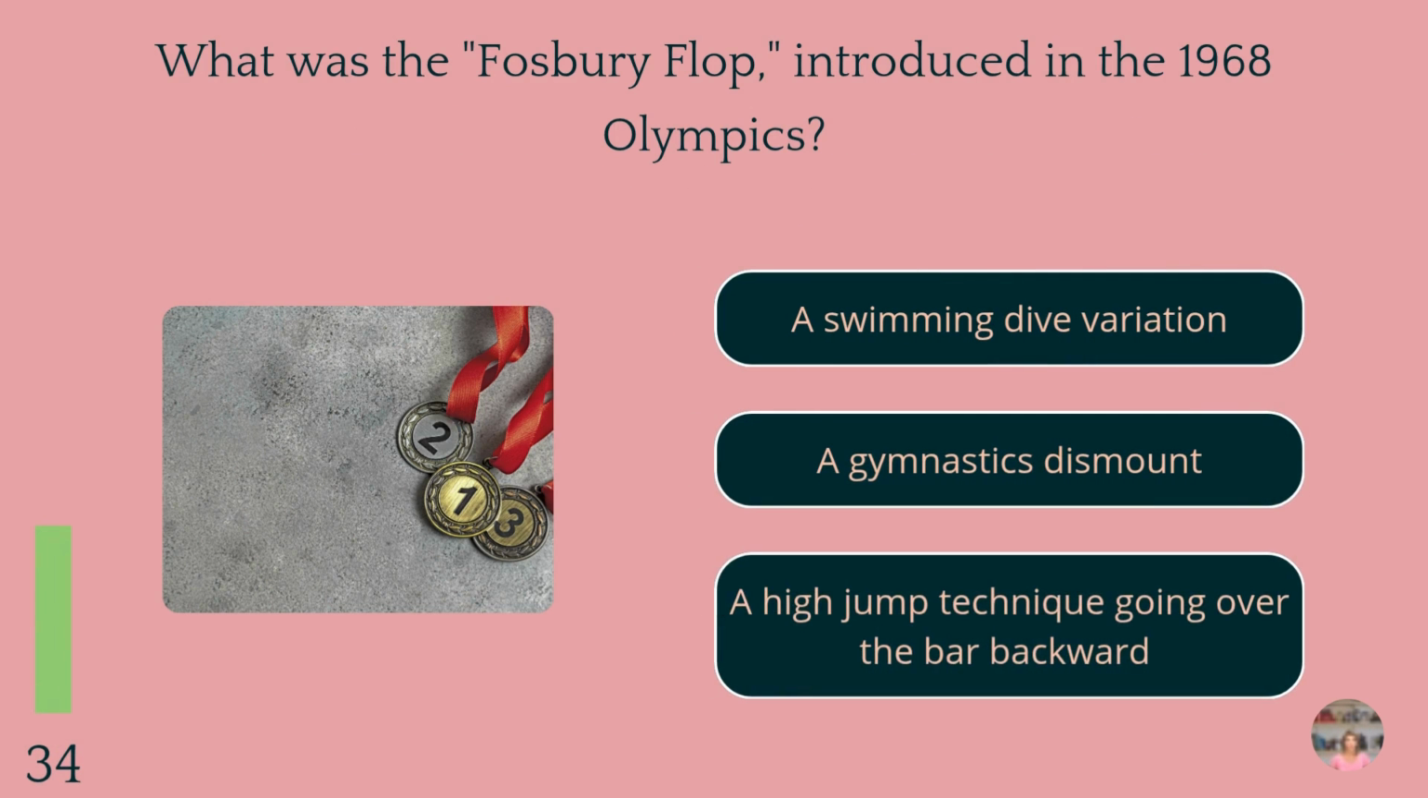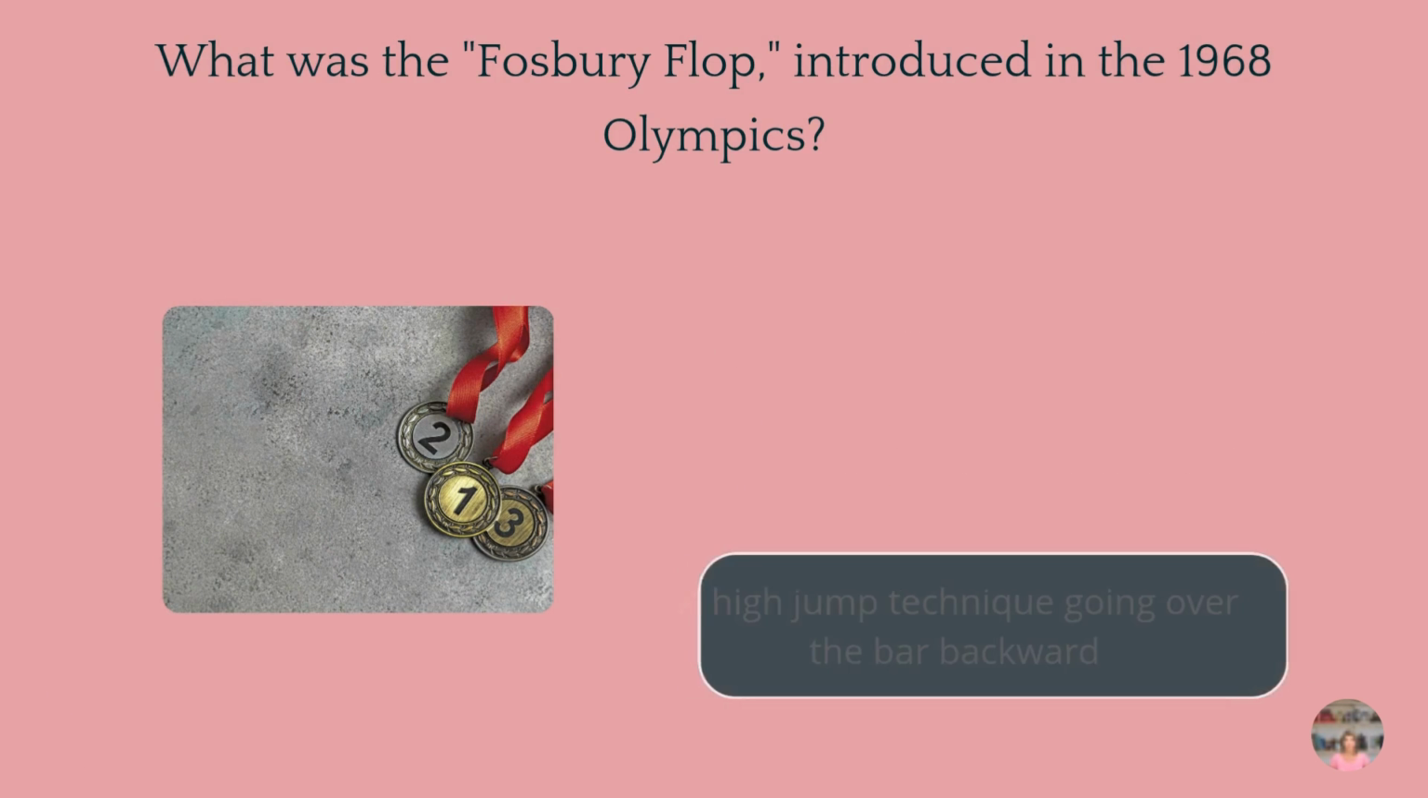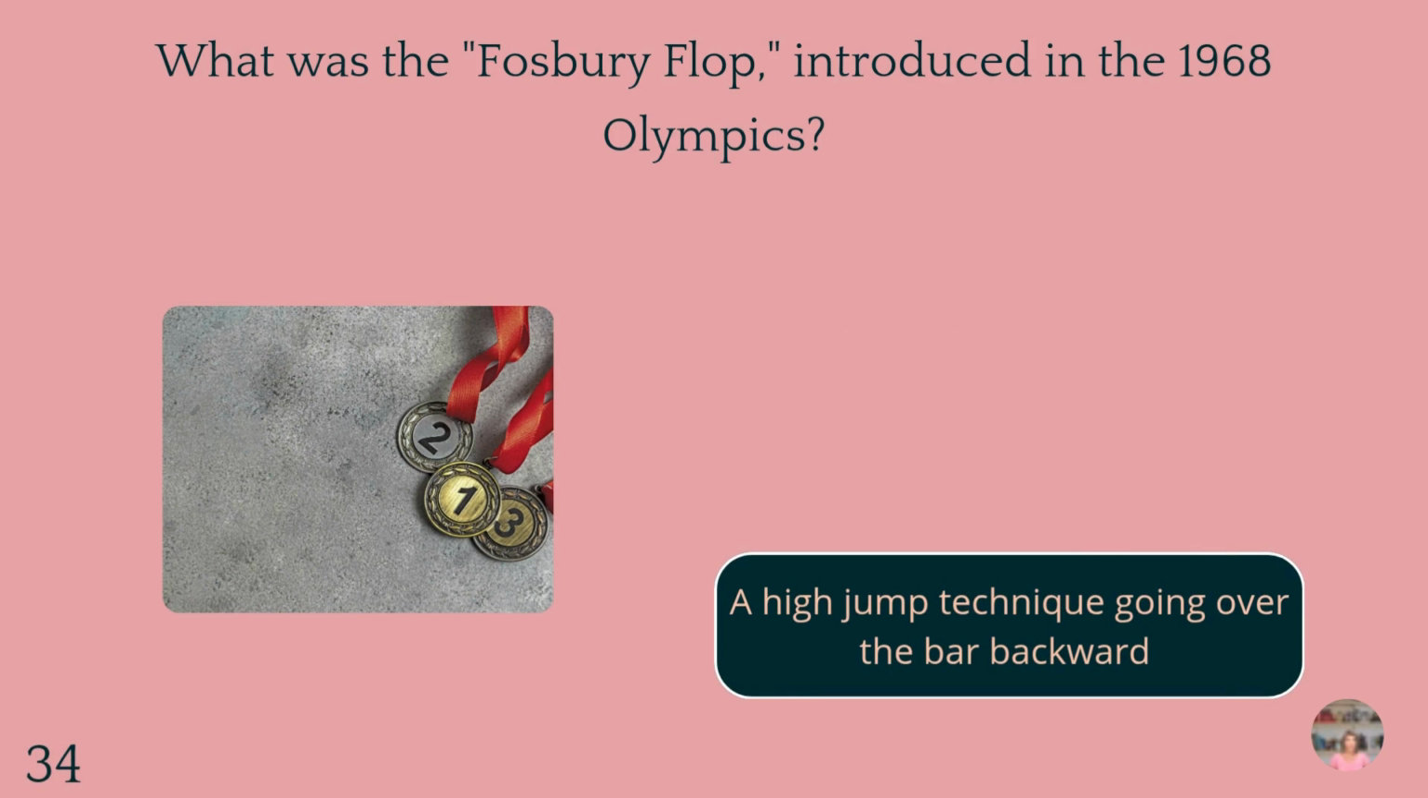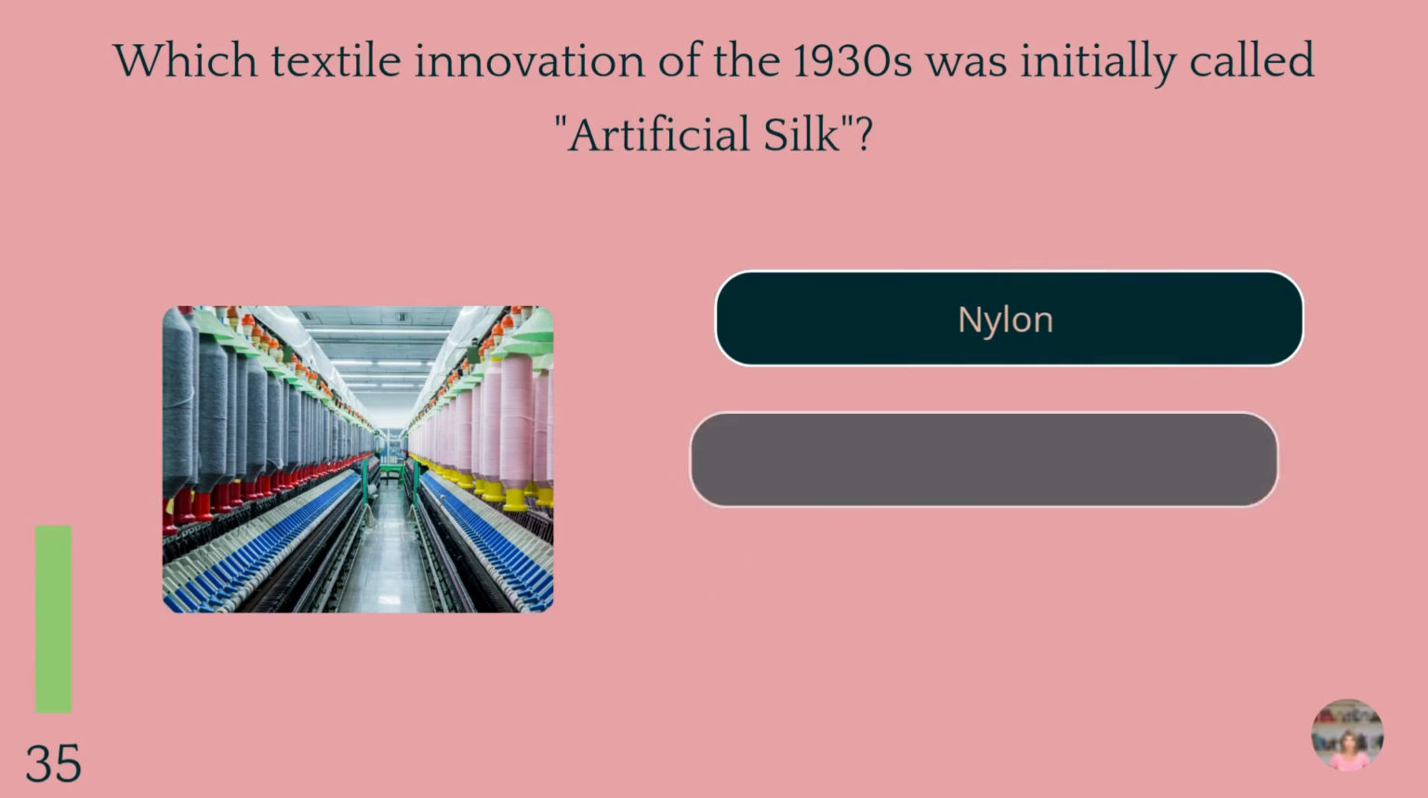What was the Fosbury flop introduced in the 1968 Olympics? A swimming dive variation, a gymnastics dismount, or a high jump technique going over the bar backward? A high jump technique going over the bar backwards.